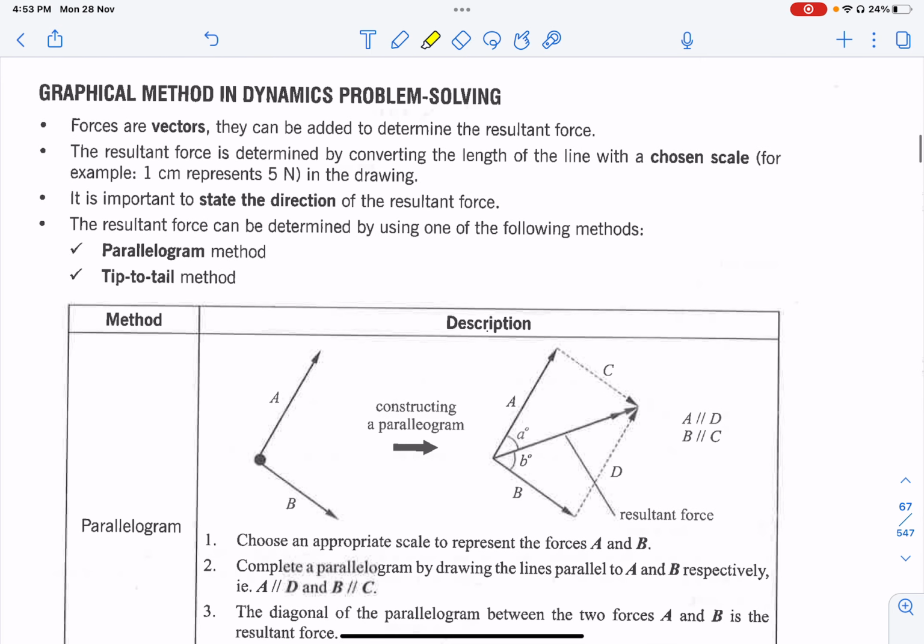And next, we take a look at the graphical method in trying to solve some of these items. So forces, because they are generally vectors, can be applied to determine the resultant force.